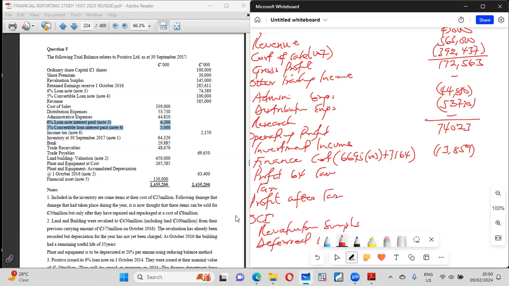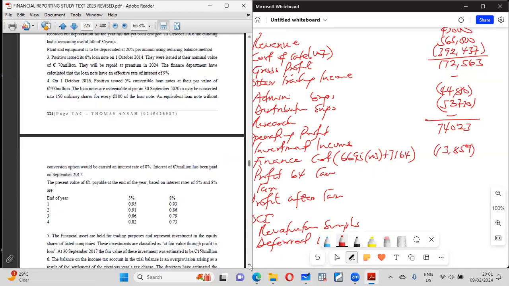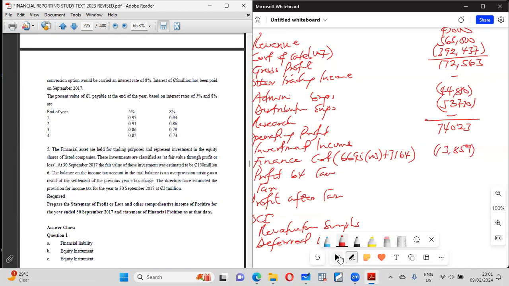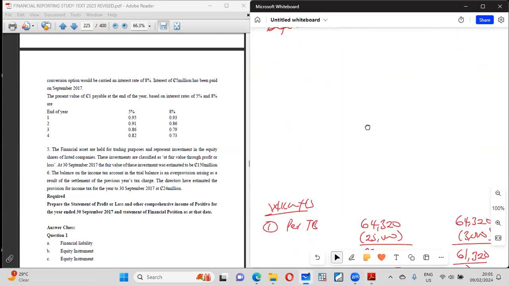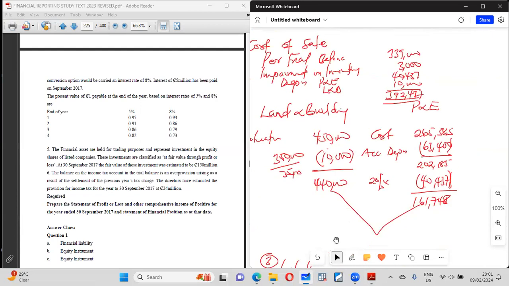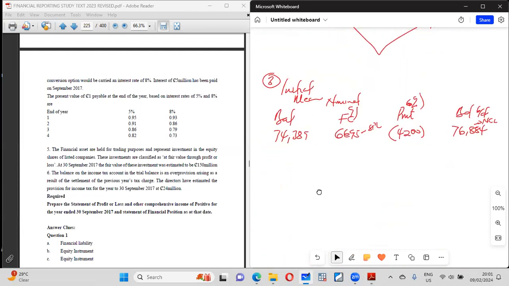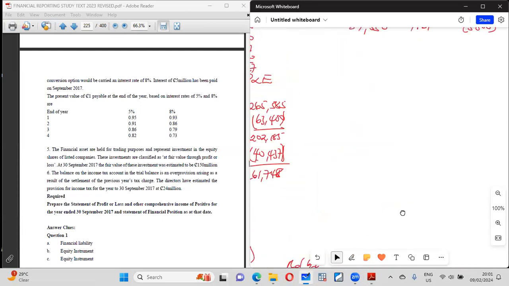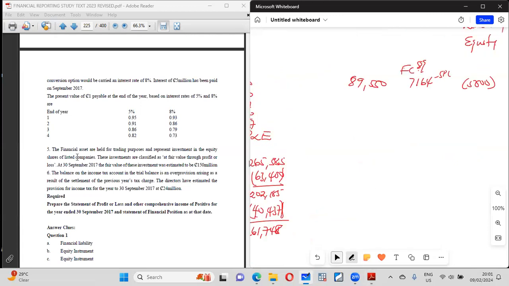Is there an investment income? There's a note here, so we have to go and look at that note to see. That is the next note we are on to, note 5. What is note 5? We had a financial asset. A financial asset that we have here, you learn in IFRS 9. It is held for trading purposes. So what kind of financial asset is that? Fair value through P&L.